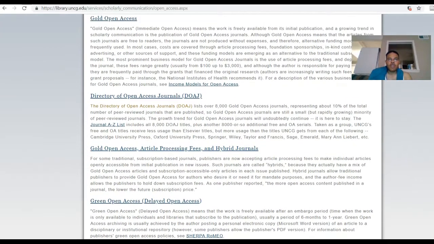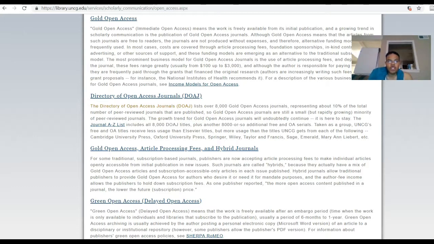But the Directory of Open Access Journals lists over 8,000 gold access journals, representing about 10% of the number of peer-reviewed journals that are published. So gold open access journals are still a small but rapidly growing minority of the peer-reviewed journals. The growth trend of gold open access journals will undoubtedly continue in the mind of the people who run the library at the University of North Carolina at Greensboro.